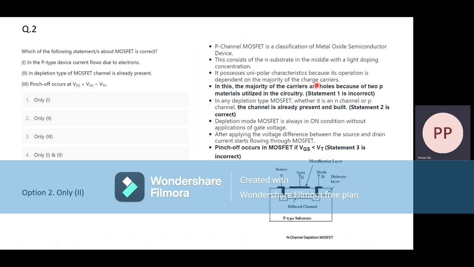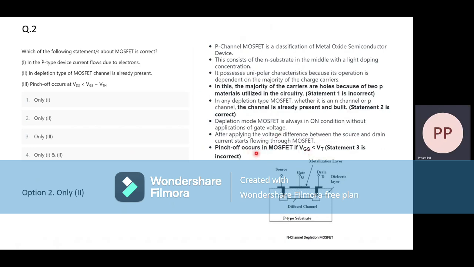So also, statement two has to be correct with this. Then let's see. A depletion mode MOSFET is always in the on condition without application of gate voltage. I have just mentioned these so that you can gather as much information as you can, it will be better for you, right? That's why I have written something extra. After applying the voltage, the current between the source and drain starts flowing through the MOSFET.